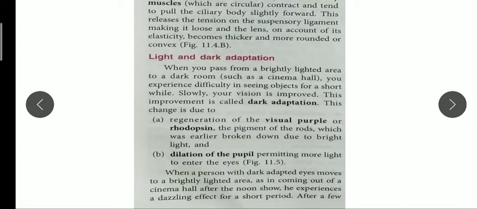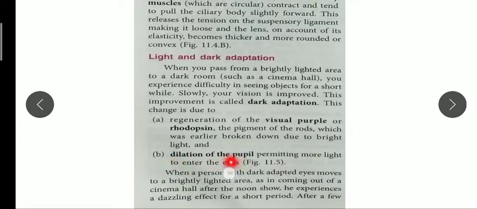So why is this change important? The reason you should know is the regeneration of visual purple or rhodopsin. For dark adaptation, rhodopsin is very important. The pigment of the rods, which is present in the rod cells, is broken down due to the bright light. That's why we are unable to see in the dark area or dark room. And our pupil also dilates, so that it allows more light to enter the eyes.